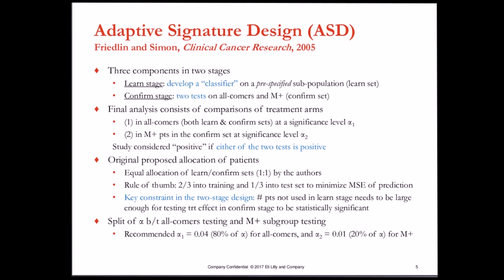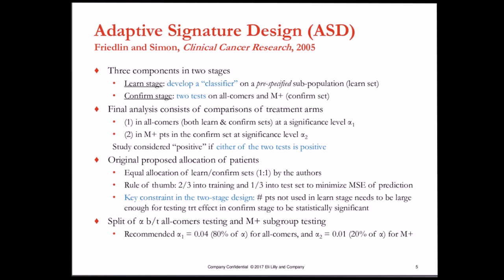The authors of the original paper proposed equal allocation of the patients in the learned and confirmed sets. Although some research shows that when the aim is to minimize the mean square error of the prediction accuracy estimate, one rule of thumb is to assign 2/3 of data to training and 1/3 to validation. There is a key constraint for this two-stage design: the number of patients in the confirmed set needs to be large enough to have enough power to detect the treatment effect.